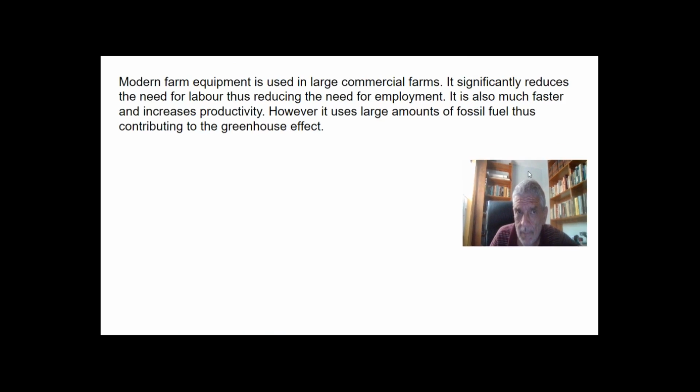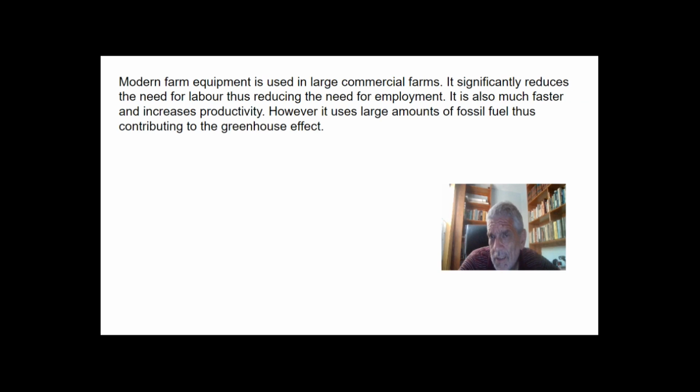Then, after that, farm equipment is used in large commercial farms, and it significantly reduces the need for labor, and therefore reduces the need for employment. So these large farms often have expensive equipment and therefore a small labor force. So it's much faster and increases productivity. So productivity can be increased by these large machines. And it says, however, it uses large amounts of fossil fuel and thus contributes to the greenhouse effect. It also harms crumb structure of the soil.